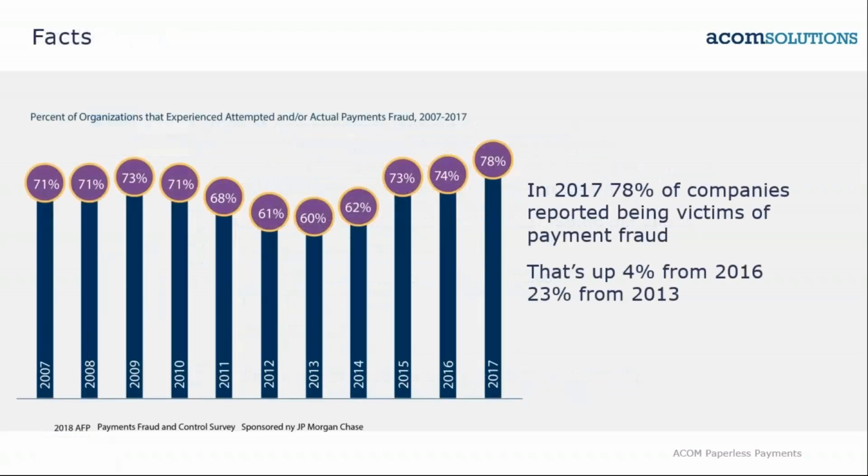When we talk to companies in the Sage 300 space, we see an ever-growing concern with payment fraud. In recent years, it's on the rise, and you can see from this chart, in 2017, 78% of companies reported being victims of some type of payment fraud.